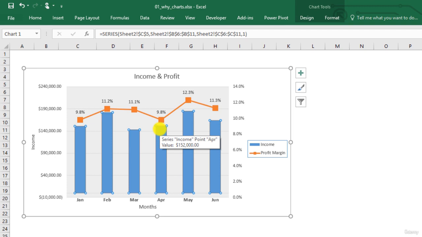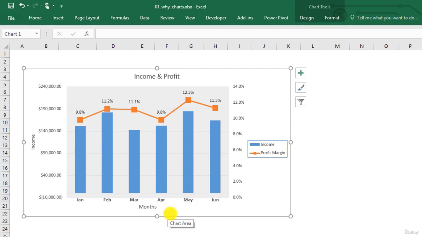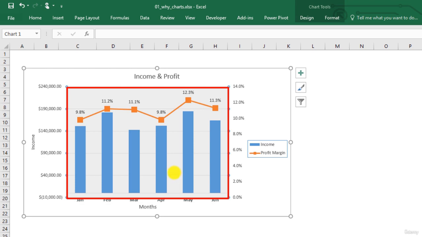In addition to this, all charts have a chart area, which is this entire background area of the chart. So this highlighted square, this outer boundary, is containing the chart area. And then we have a plot area. Plot area shows the actual chart, including the plotted data, the axis, and the axis labels. So this small square inside the chart area is the plot area.